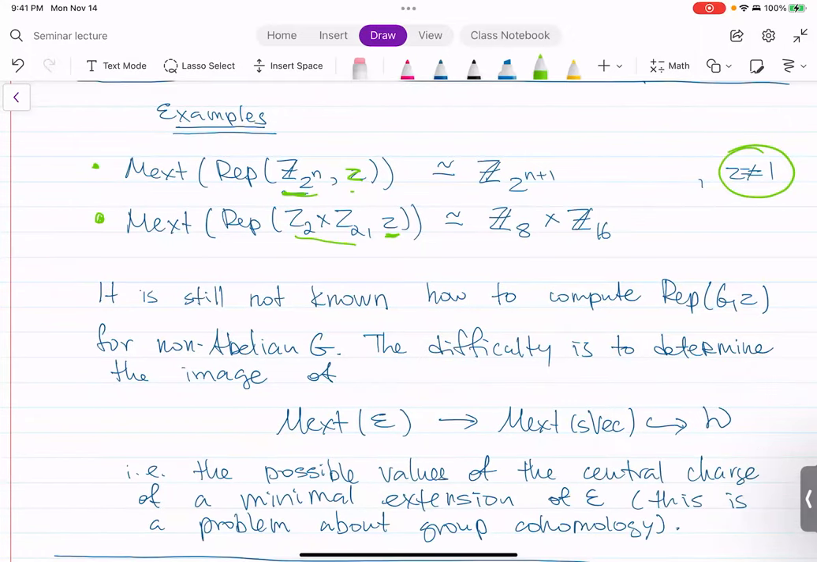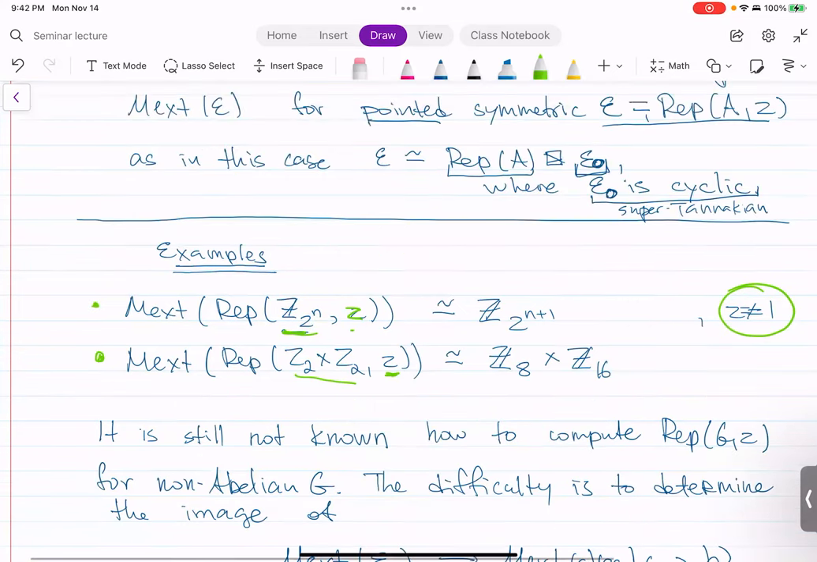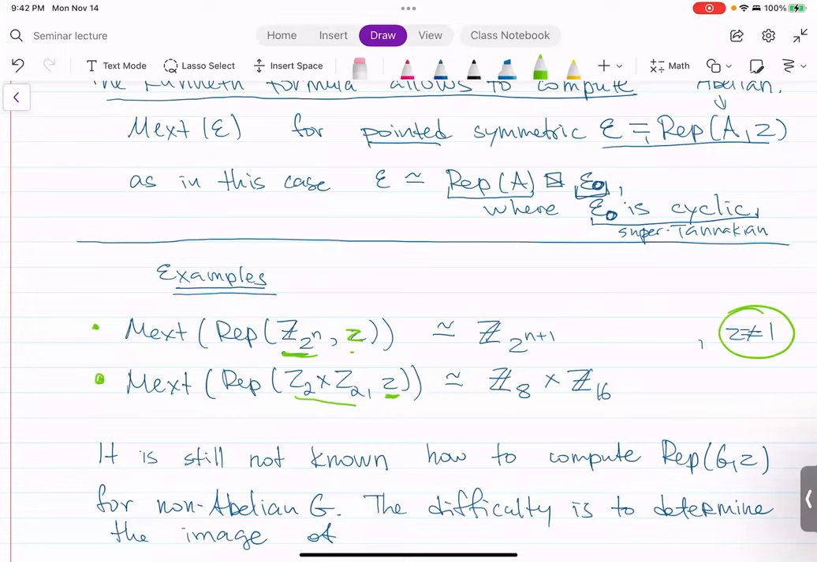Dmitri, yes. Are you saying that in this case, when A is abelian, you can reduce the problem to Rep G and E0? Yes. But you're saying E0 is relatively easier to compute, and you give us some examples. Is it completely known for all the cyclic groups?